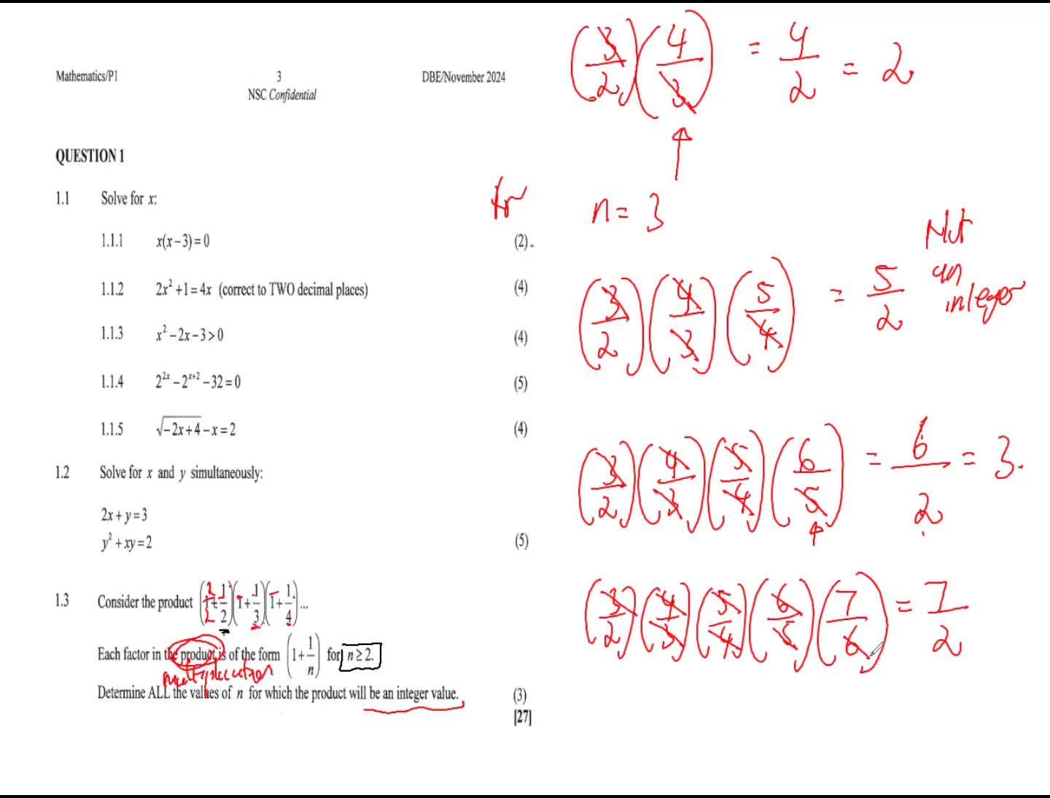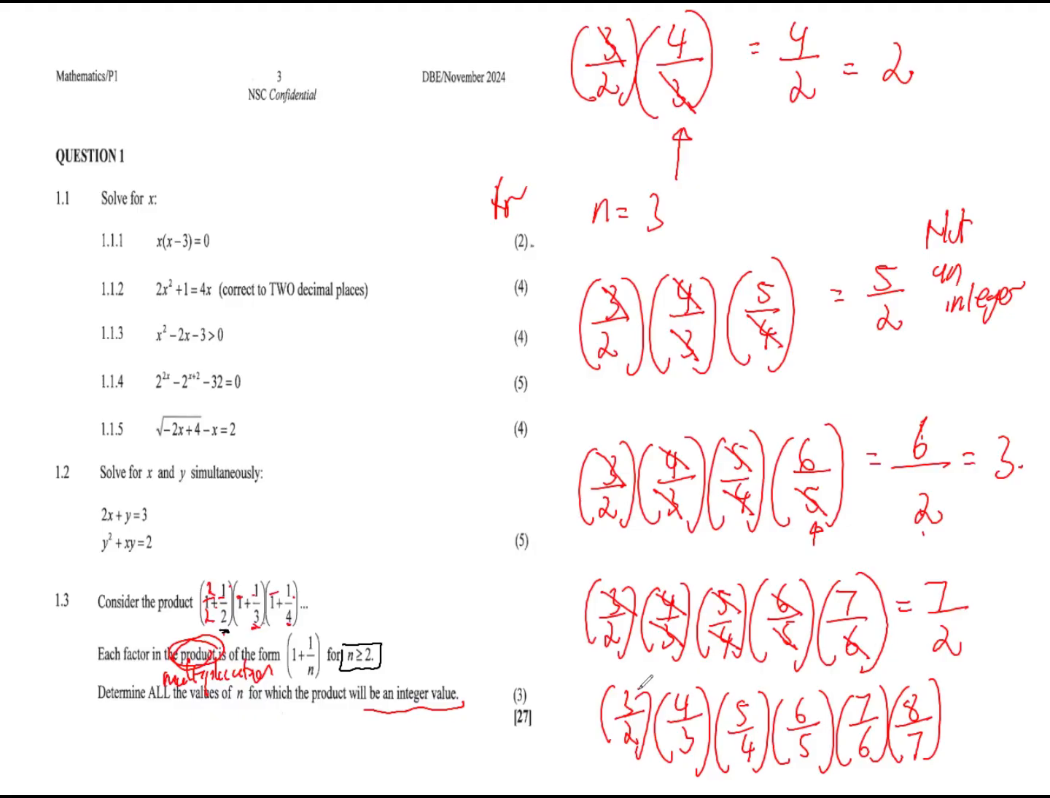Now let's consider when n will be equal to 7. At this point, I think you actually pick up the trend. So 4 over 3, and then 5 over 4, and then we have 6 over 5, we have 7 over 6, and then we have 8 over 7. So what happens? Everything cancels. Then we are left with 8 over 2. 8 over 2 will give us what?